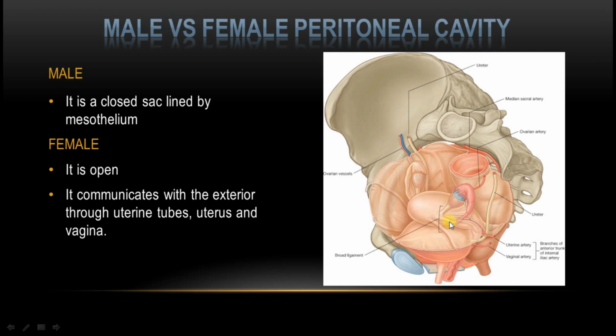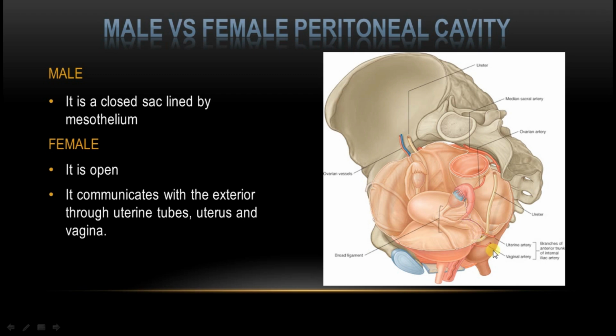So, naturally, there is an opening in the peritoneal cavity. That is why in females it is open. Open means it is not completely open, but you have an opening. So it is not a completely closed cavity in the case of females. Naturally, through the uterine tubes, uterus, cervix of the uterus and vaginal canal, the peritoneal cavity communicates with the exterior.